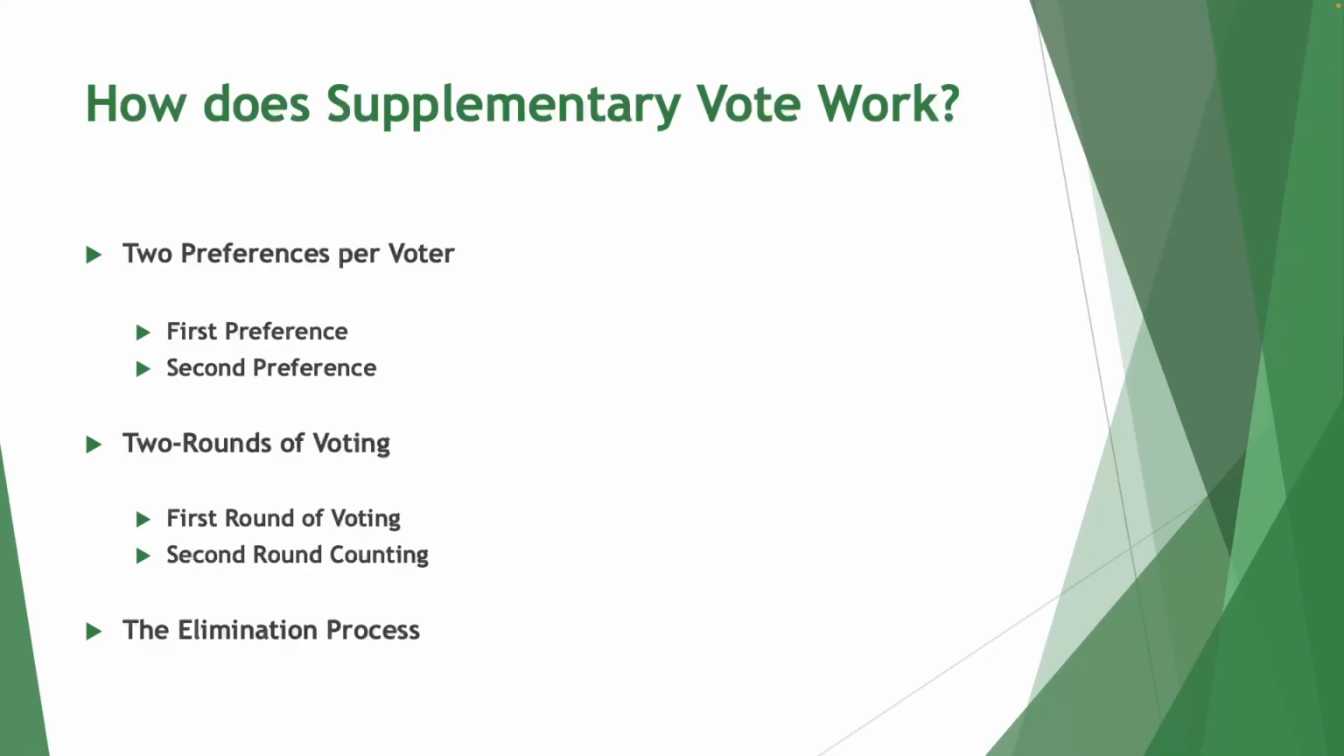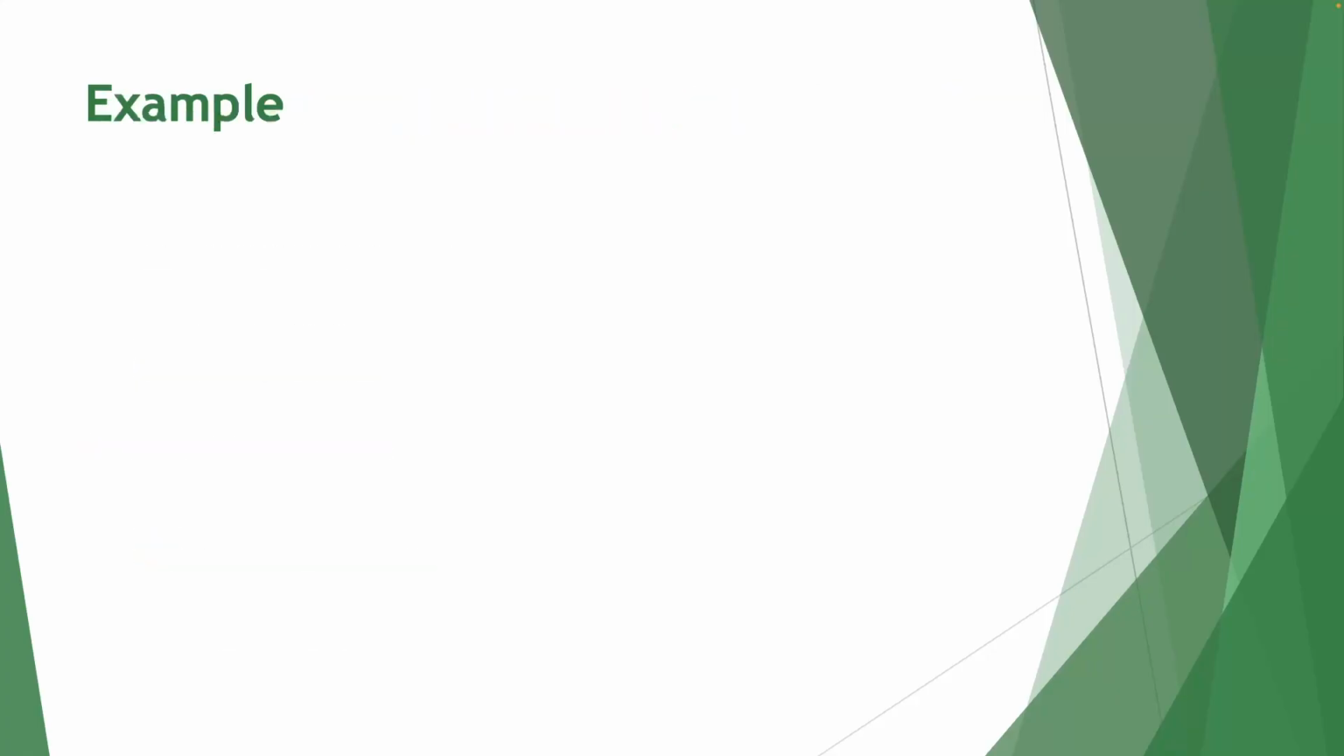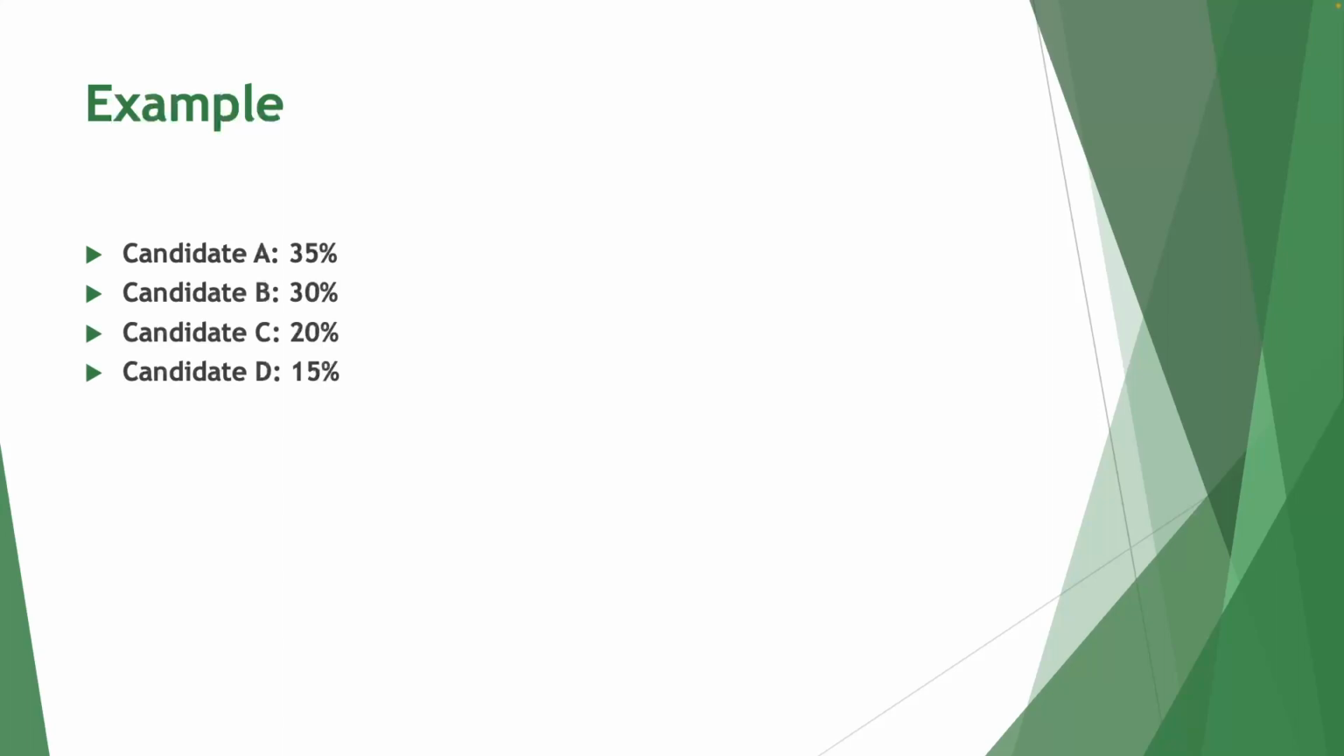Let's then do an example. Imagine we have an election for a mayoral race or a police and crime commissioner election where there are 4 candidates. We have candidate A. Candidate A has 35% of the first preference votes. Candidate B has 30% of the first preference votes. Candidate C 20% and candidate D 15%.